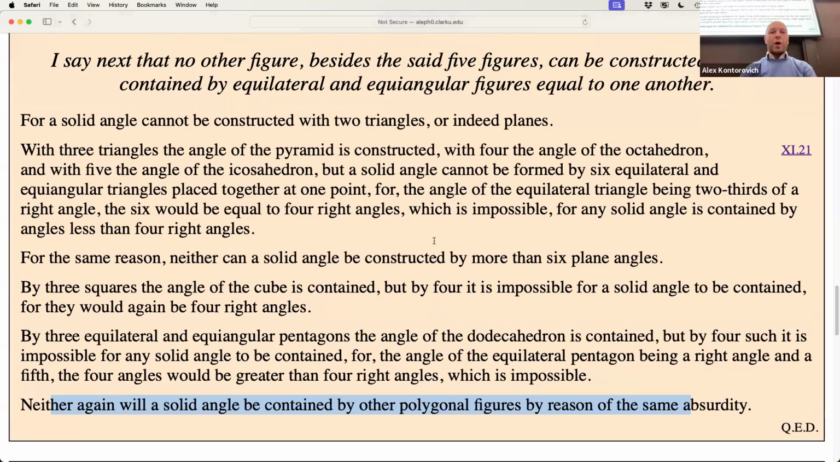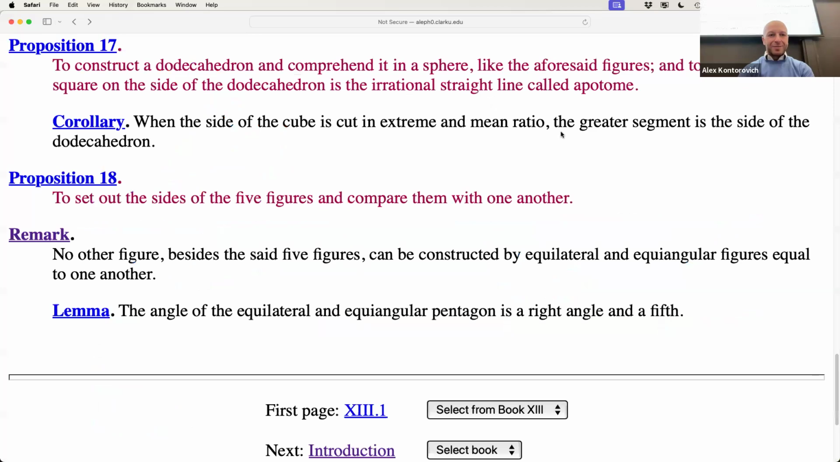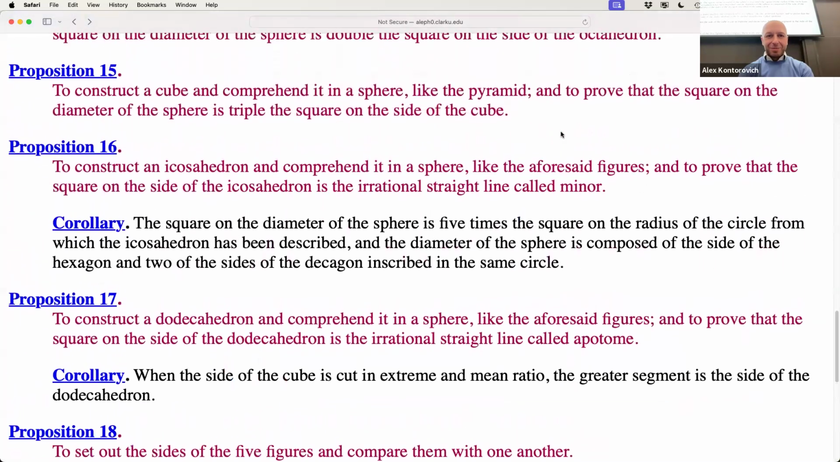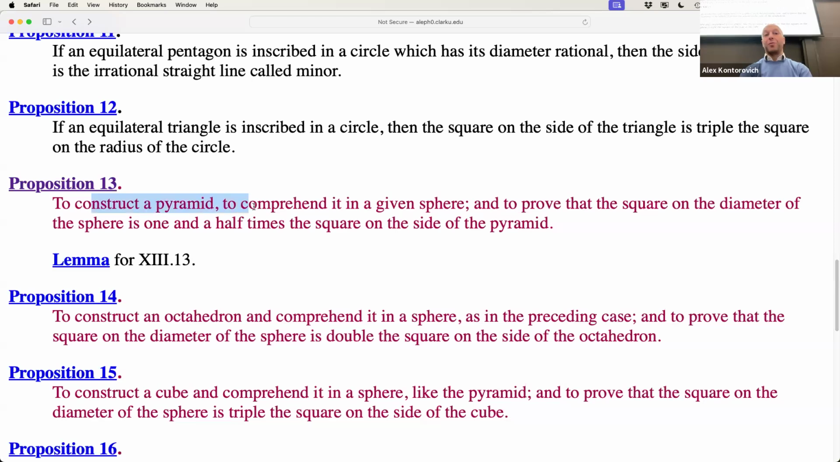So meaning, where does he say? It's part of what he says in the definition. He doesn't explicitly call it a Platonic solid, but first, proposition 13 is the construction of the tetrahedron, to construct a pyramid, which is what Layla called the tetrahedron. So you're following Euclid. Yeah, good.